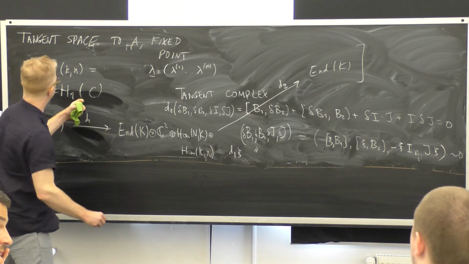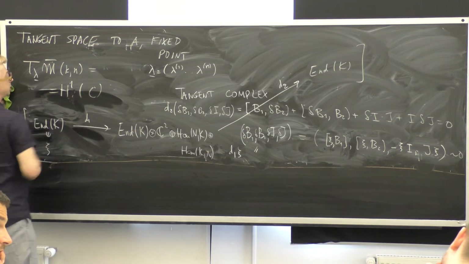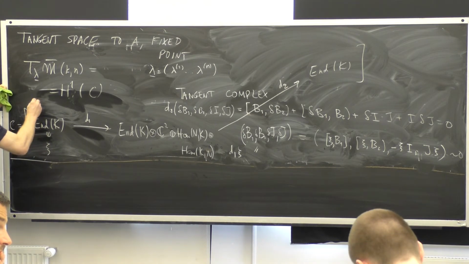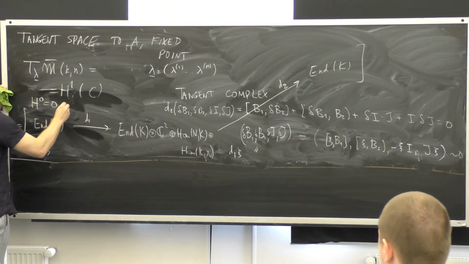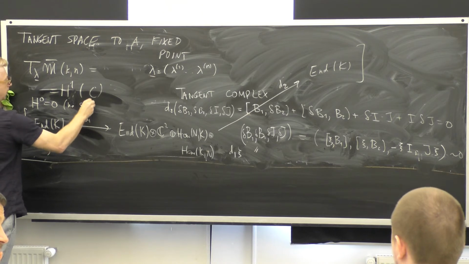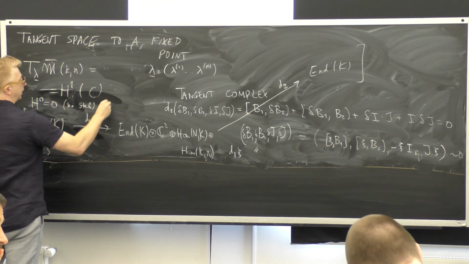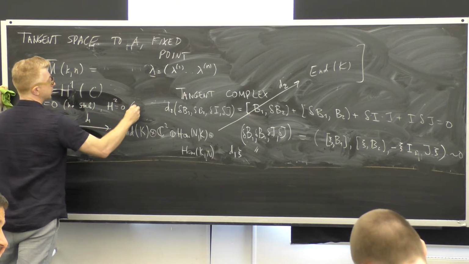So in our case, this is the only non-trivial cohomology. H0 is equal to 0. That means no stabilizer. And H2 is equal to 0 means no obstructions.